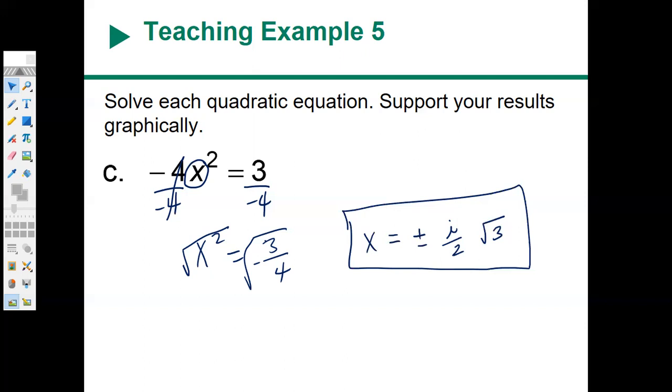Okay? All right. So that concludes 3.3, working with complex numbers.